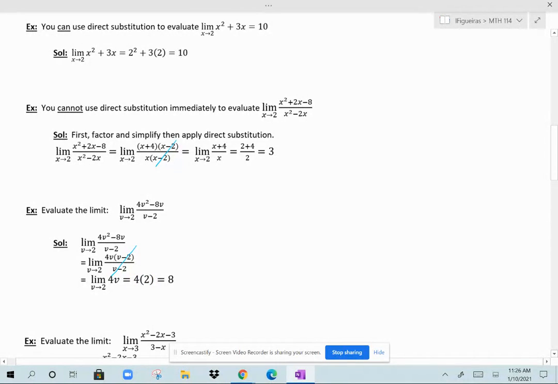So if you recall again from the previous section, this is an example of where the limit exists, it equals 8, but the function itself does not exist for v equal to 2 because it's not in the domain.